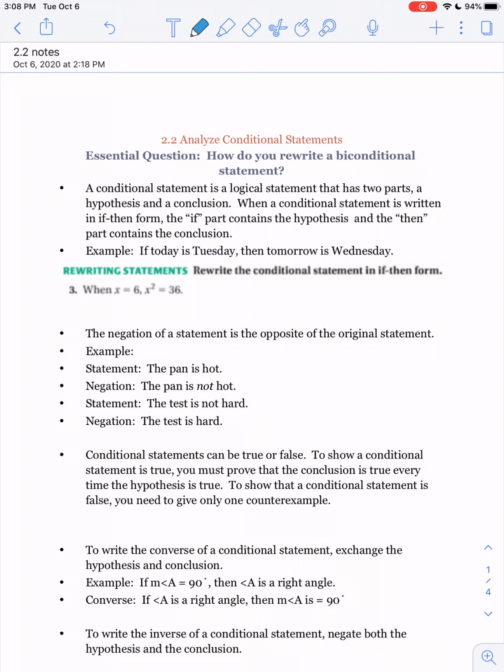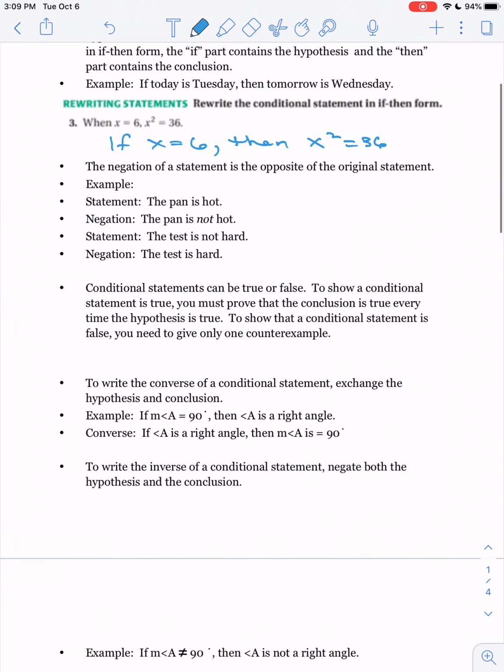First example says rewrite the conditional statement in if-then form. It says when x equals 6, x squared equals 36. So we'd say if x equals 6, then x squared equals 36. If x equals 6 is our hypothesis, our conclusion is x squared equals 36.